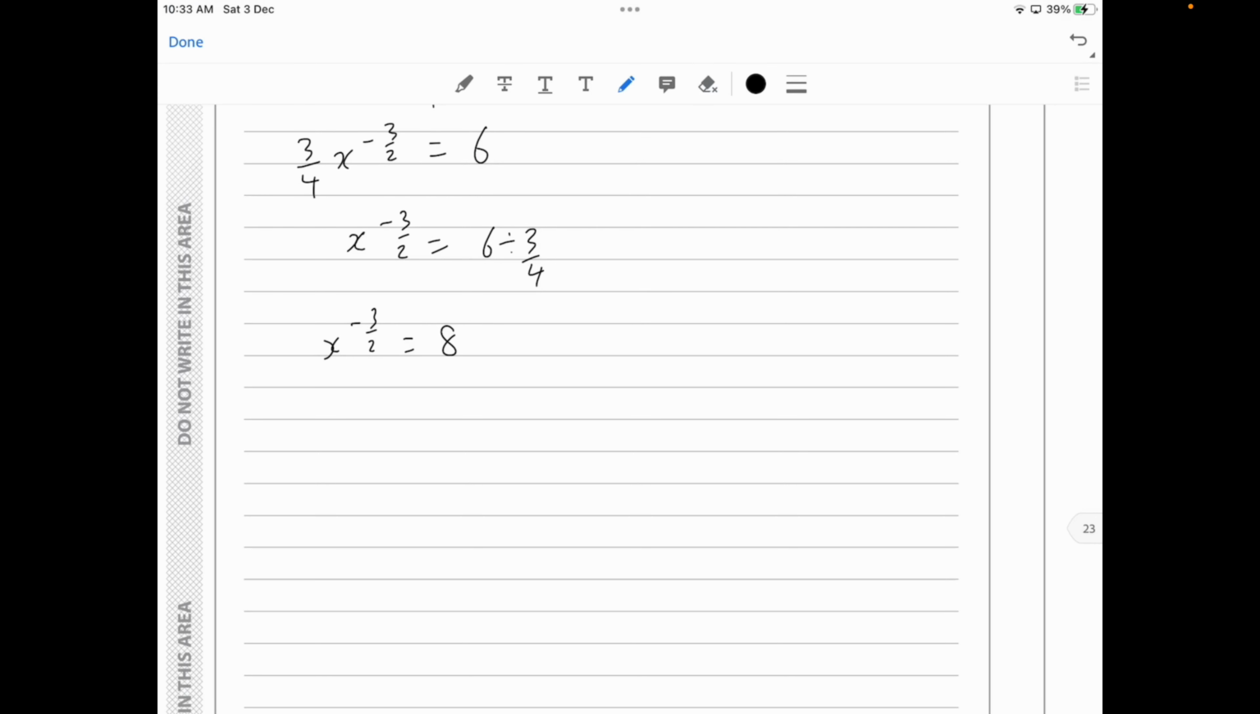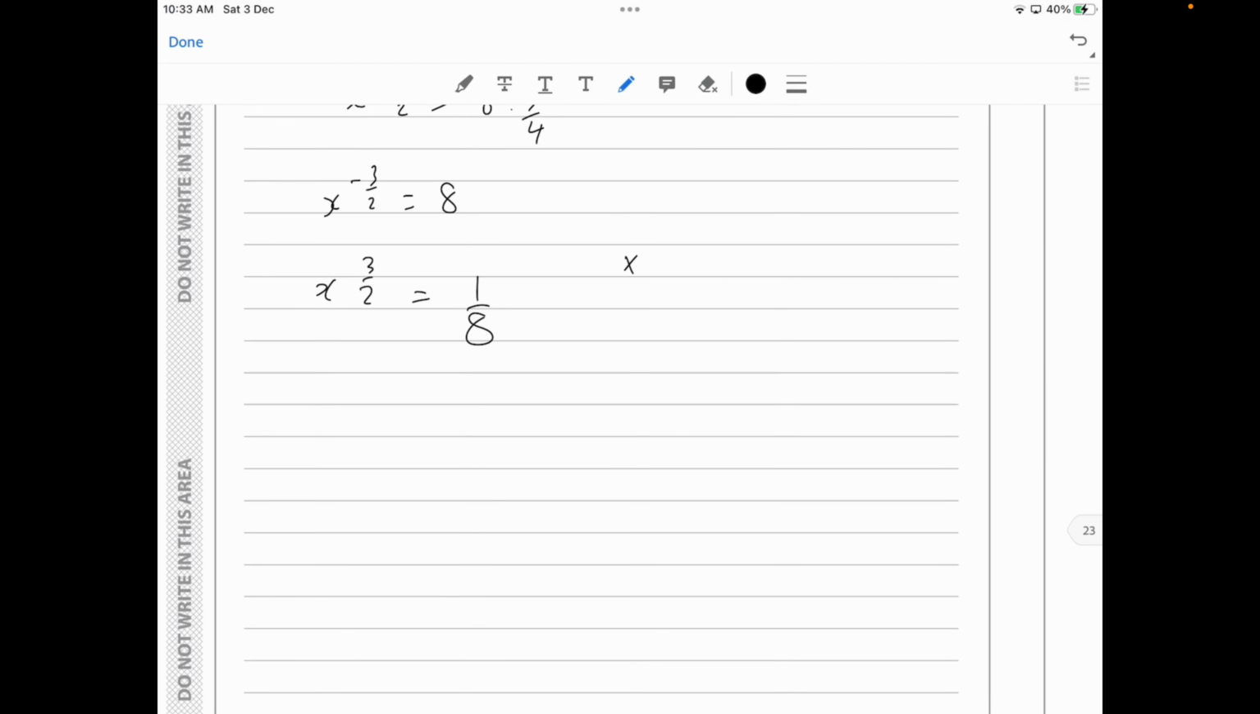24 divided by 3, that should give you a value of 8. Now, what do you do after this? The first step is you're going to multiply everything by negative 1. Let's say the powers. You're going to multiply the powers by negative 1. So you get x raised to the power of, let's say, 3 by 2 is equivalent to 1 by 8.